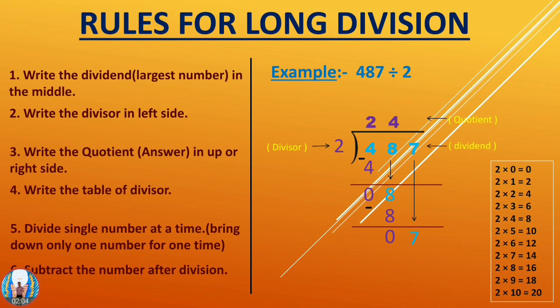Now we will bring down the 7. Here 7 comes in between 6 and 8. Here we can see that in between 6 and 8, 7 will come. So we will take the smaller number, that is 6. So we will write 6 here. And 6 is coming in the third number, that is 2 3s are 6. So we will write 3 in the answer place. So now we will subtract the 6 from the 7. So we will get 1 as remainder.